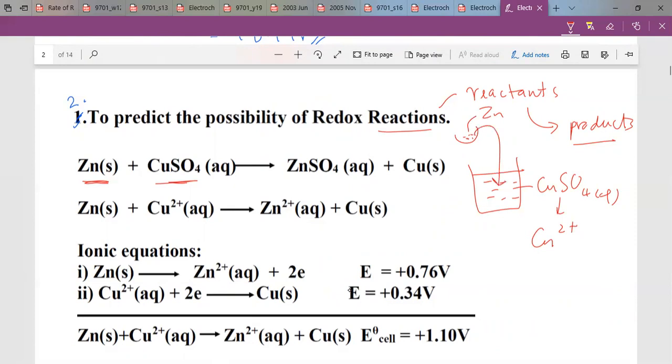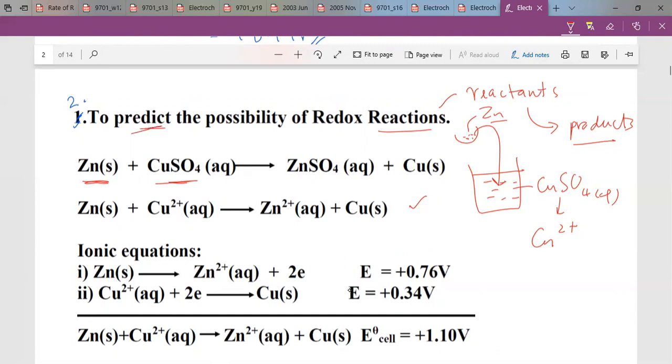Of course. You learn that zinc is more reactive than copper, so it will undergo displacement. You will displace copper 2 plus, and you normally give this equation here. But how did it come to being? So in Form 6, you learn how it's possible. Very simple. You use your standard electrode potential. You can predict. That's why it is used to predict possibilities.